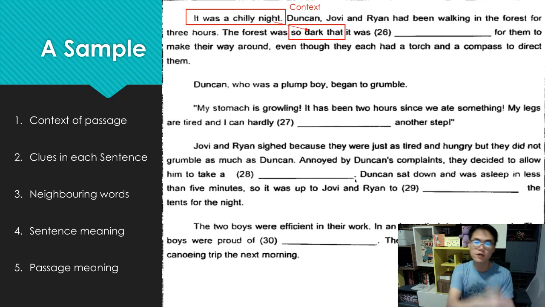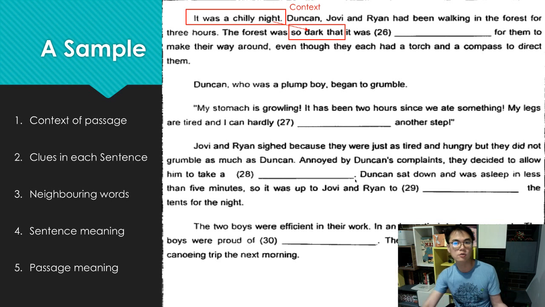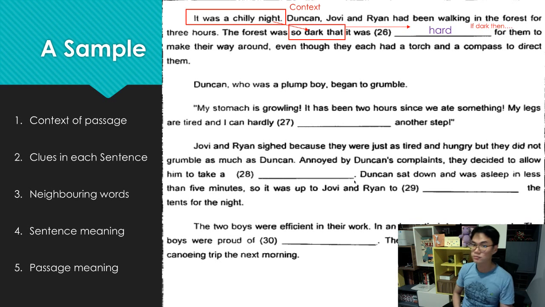So if it's very dark, how would you be able to make your way around? Would it be easy or difficult? Difficult, right? Yeah, so it was, right? So if it's dark, then it was hard for them or difficult for them to make their way around, even though they each had a torch and a compass to direct them. So they had torches, they had compasses, but because it was so dark, it was so hard or difficult for them to make their way around.